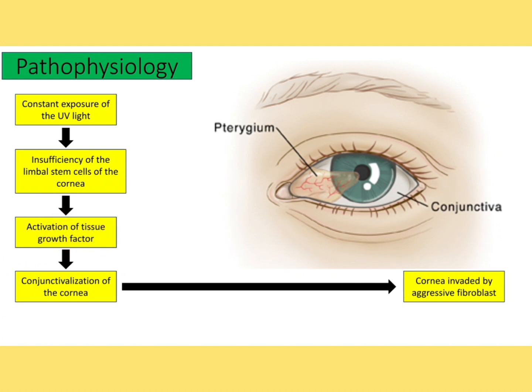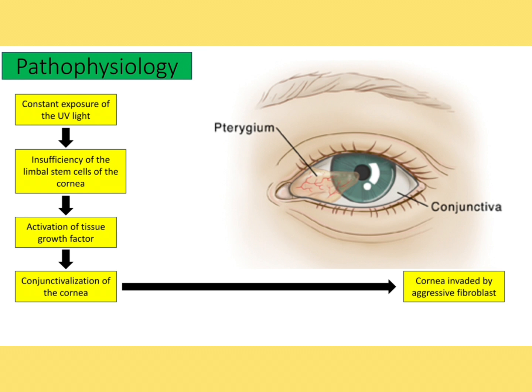So remember this very well: why is the cornea avascular? Because in the limbal stem cells there is the presence of VEGF receptor 3 that prevents blood vessels from growing over the cornea. The eye is more exposed to UV light in people who do more outdoor activity; those people are more prone to UV exposure than people who work indoors.